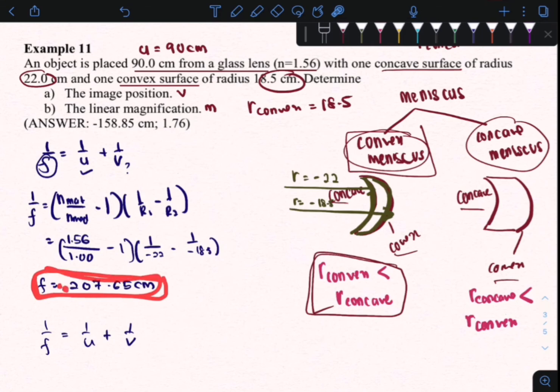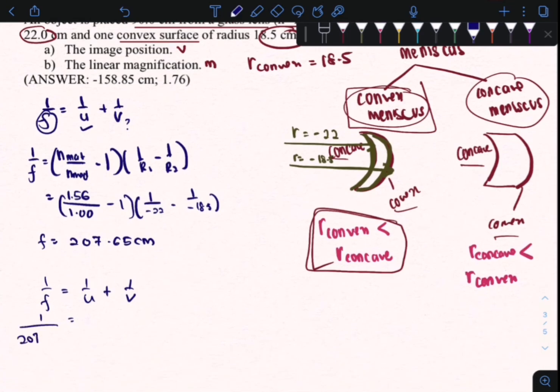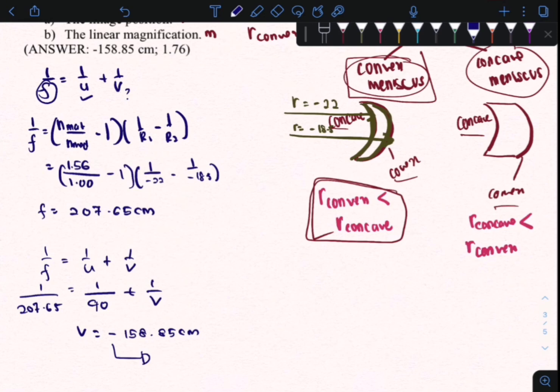The F that you have got here is a positive F. Positive F indicates that it is a convex lens. Focal length becomes positive if it's a convex lens. Convex meniscus is a convex lens which is converging, hence the F here is positive. So that fits. Then we're going to substitute in 1 over 207.65, 1 over U is 90 centimeter, plus 1 over V. You do your math and you will end up with negative 158.85 centimeter. The negative here indicates that your image is a virtual image.